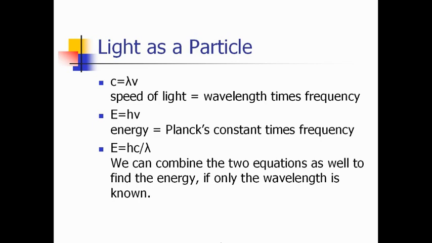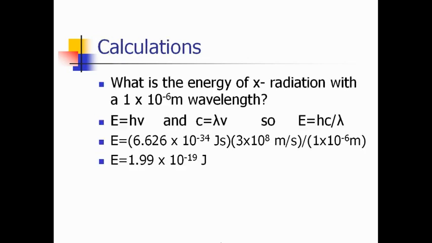And so by knowing our two equations, we can then combine them. If we know that the speed of light is the wavelength times the frequency, and we know that the energy of light as a particle is Planck's constant times the frequency, then we can combine those two equations and find the energy if we only know the wavelength, okay? Because we know Planck's constant, we know the speed of light, we know h and c, and if we know the wavelength, we can then determine the energy, and I'll show you here in our calculation.